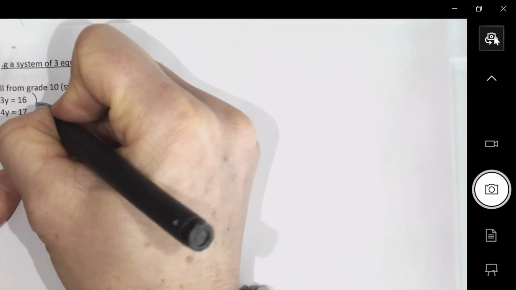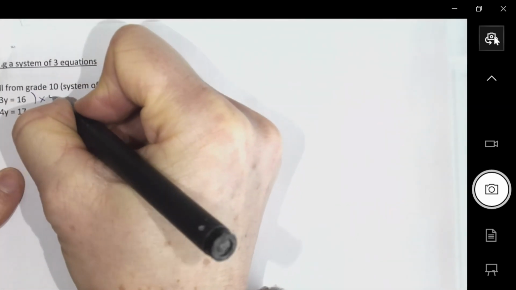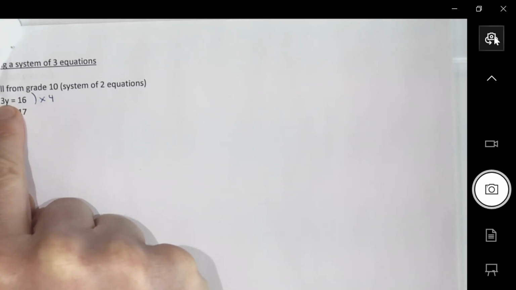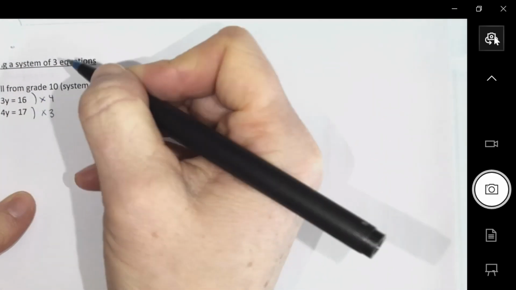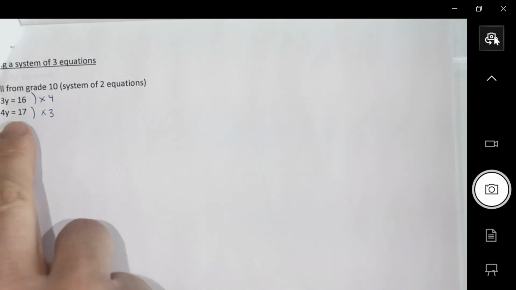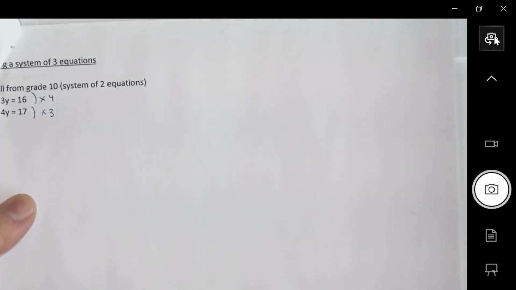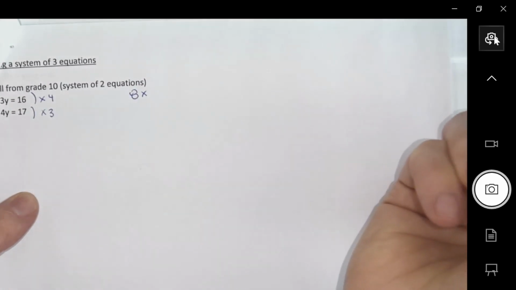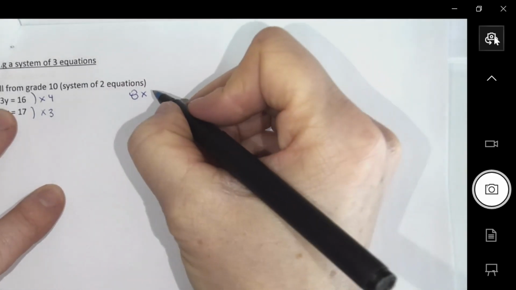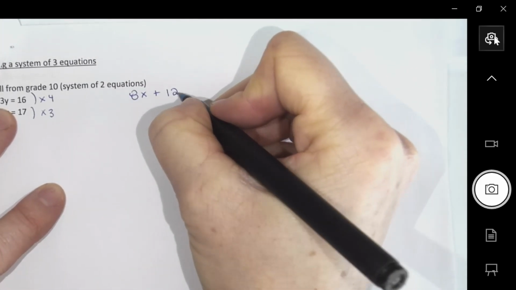So I'm going to times this equation by 4. Does that make sense what I'm doing? Because I'm trying to make that be a 12. And I'm going to times this one by 3. And then they're both into some kind of digit with a 12. It doesn't matter if they're the same as in positive or negative. So 8x times it by 4 plus 12y.